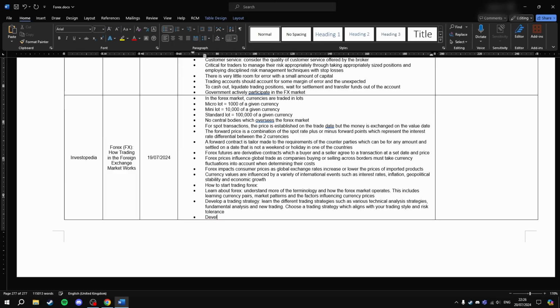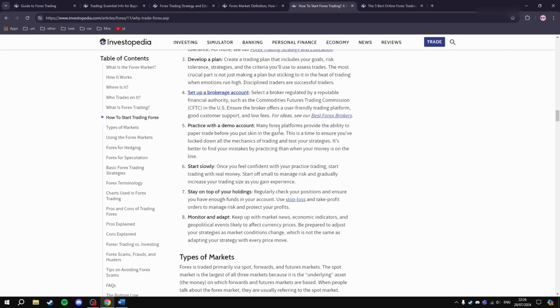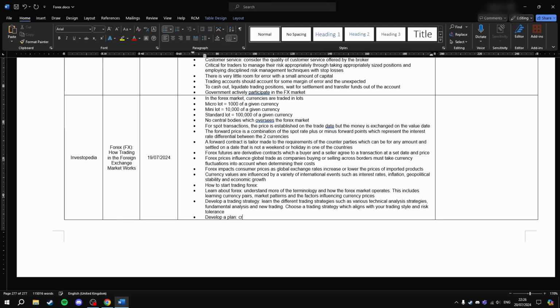I can't spell. Develop a plan. Create a trading plan that includes your goals, risk tolerance, strategies, and the criteria you use to assess trades. The most crucial part is not just making a plan, but sticking to it in the heat of trading when emotions run high. Disciplined traders are successful traders.